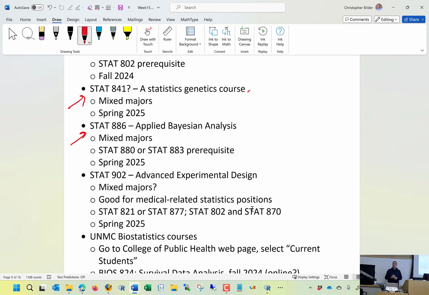A very good course to take is Applied Bayesian Analysis, which would be offered next spring. This is meant for mixed majors, meaning both stat and non-stat majors should be able to take it, but do note that it does have a higher prerequisite. It's basically a similar prerequisite to what we have here. You do need to have some math stat to fully appreciate Bayesian analysis.